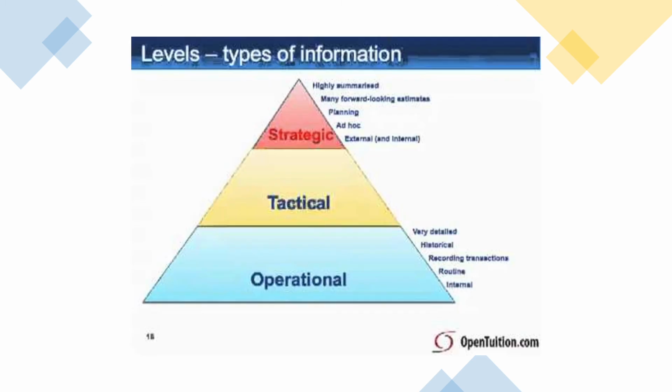To understand more, this is the type of information. This is the graph for you to understand that we have operational information, tactical information and strategic information. Operational information is very detailed and historical, recording transactions, routine and internal. This type of information is calculated at the operational level. And at the strategic level, the information should be highly summarized, mainly forward-looking estimates, planning, ad hoc, and both external and internal.